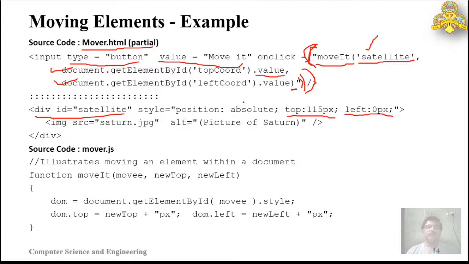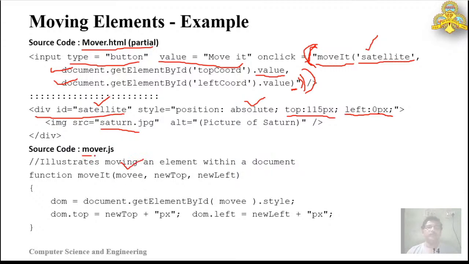So the positioning method here is absolute. Within the div there will be an image, that is, one image file name is given and alternate text is also provided. When I click on the mouse button, the x and y, that is the top left values of the satellite element, will be updated. Whatever value is entered in the top coordinate text box and left coordinate text box will be passed to the move it function. Observe that the move it function is here.